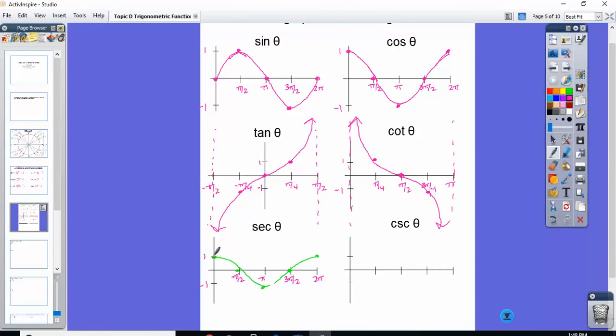Then we think of the reciprocal of these points. Reciprocal of 1 is 1. At pi over 2, cosine is 0, so its reciprocal is undefined. Negative 1 would be negative 1. Undefined. And at 1 it would be 1. Then we just reflected these away from the x-axis, so it actually looks like that.